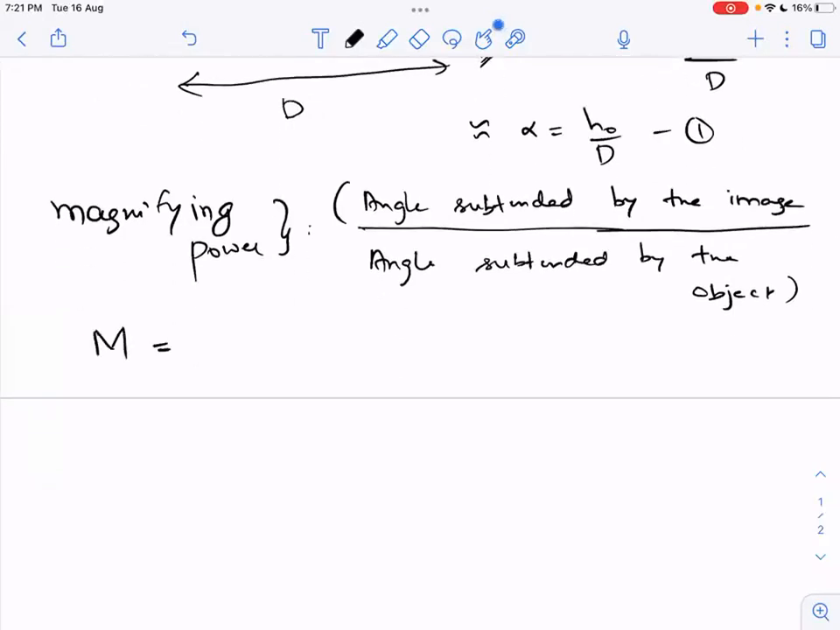So if I call magnifying power as capital M, then the angle subtended by the image is going to be hi divided by d, and the angle subtended by the object is going to be h naught divided by d. So d and d will get cancelled. This will be equal to hi divided by h naught, which is actually equal to the linear magnification itself.